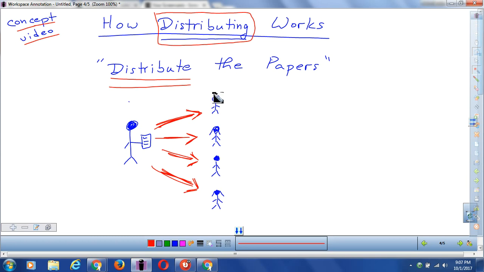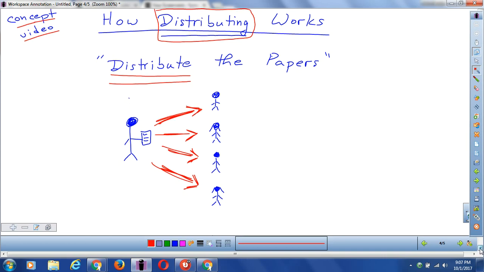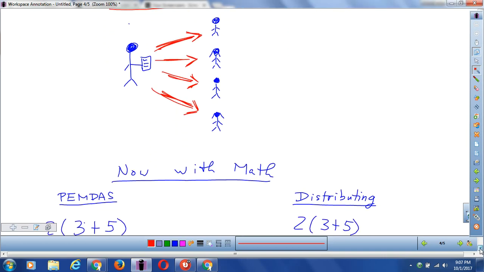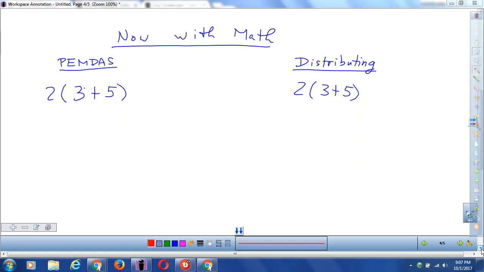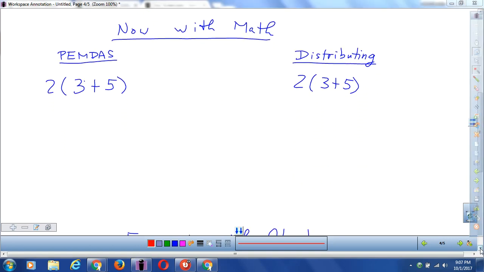So when you distribute, it's meant to go to more than one person. It's meant to go to a group of people or several people. And we use the same idea in math. So that's the first thing I want you to understand in this, is that distributing focuses on multiple pieces or multiple people receiving the same thing. Okay, so now let's try it with math.